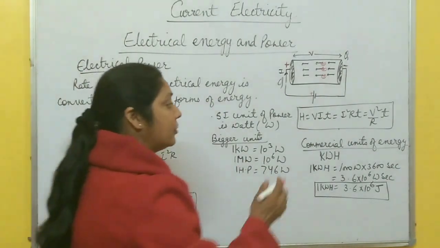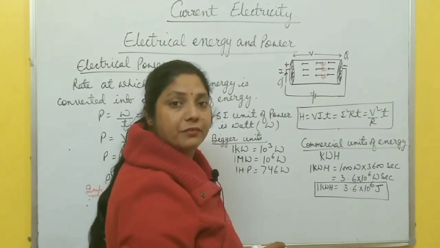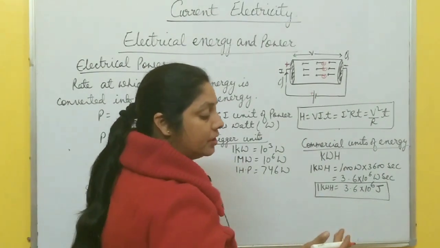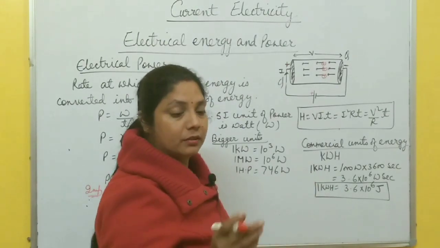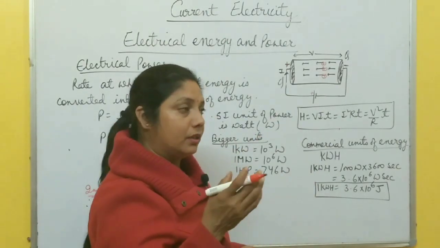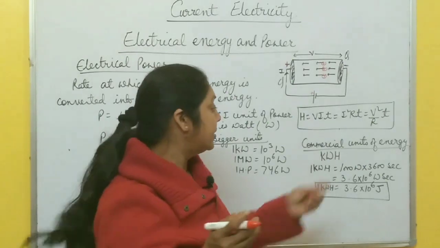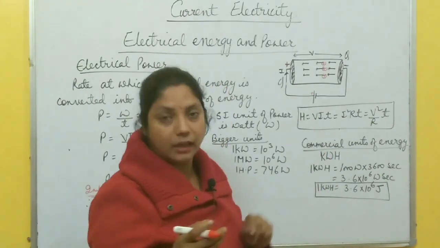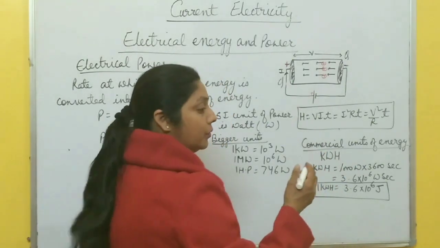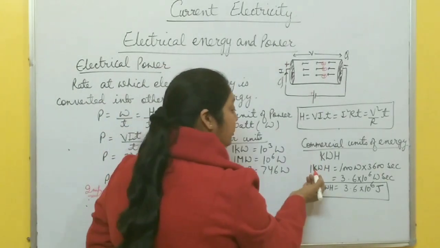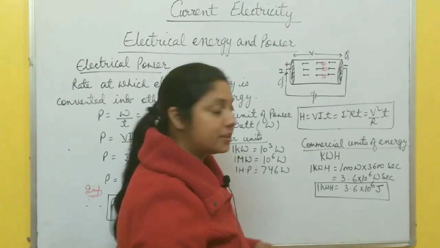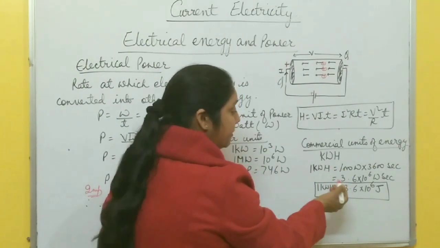Now, there is another commercial unit of energy. It is also very, very important. You know, these commercial units are generally used at home. At home, electrical energy is used in terms of kilowatt hour, right? So 1 unit is equal to 1 kilowatt hour, and in 1 kilowatt hour, how much energy is used? You just convert into joule, right?